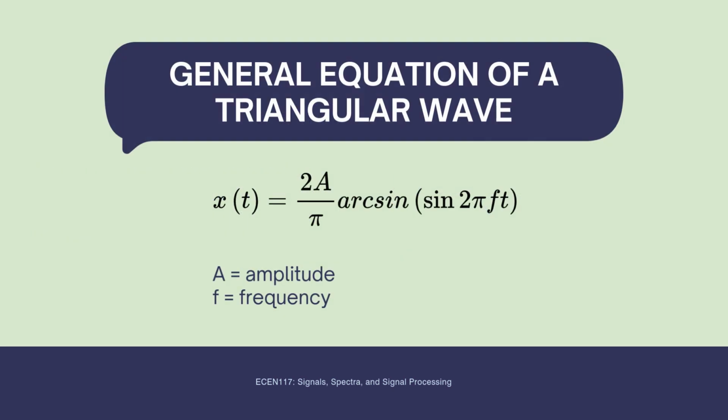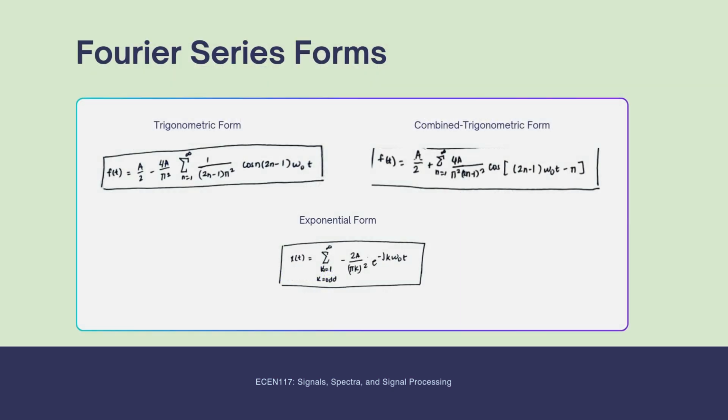This slide shows the general equation of a triangular wave. Here, A represents the amplitude, which determines the peak value of the signal, while F represents the frequency, which controls how often the waveform repeats in 1 second. These parameters allow us to control the shape and timing of the triangular waveform.